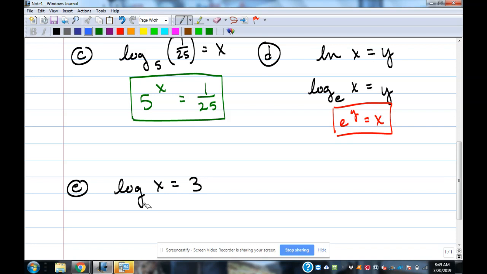So it's a log base 10 here when they don't write it there. So that it would be 10 to the third power is equal to x. And again, that'd be an example of one that we could quickly solve just by rewriting it and not really doing any difficult mathematics to get an answer, just rearranging.